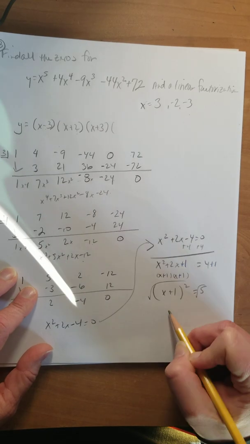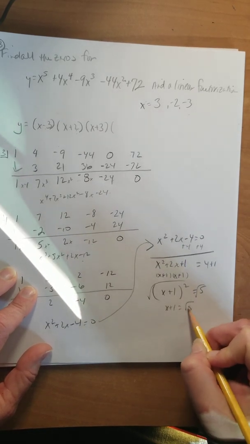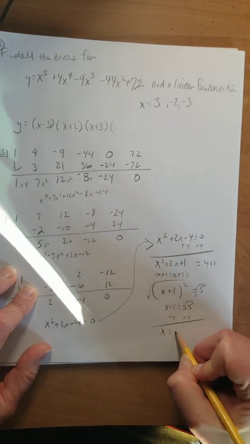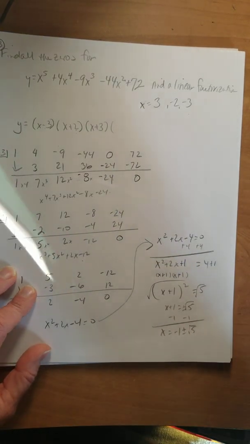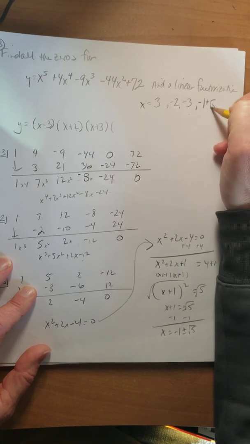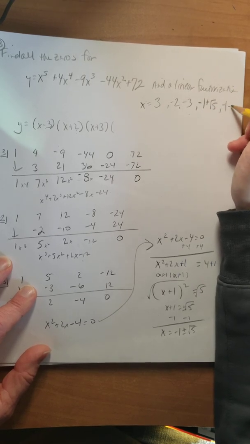Take the square root. Subtract 1. Oh, that should be plus or minus the square root of 5. X equals negative 1 plus or minus the square root of 5. So the next one is negative 1 plus the square root of 5, and negative 1 minus the square root of 5.